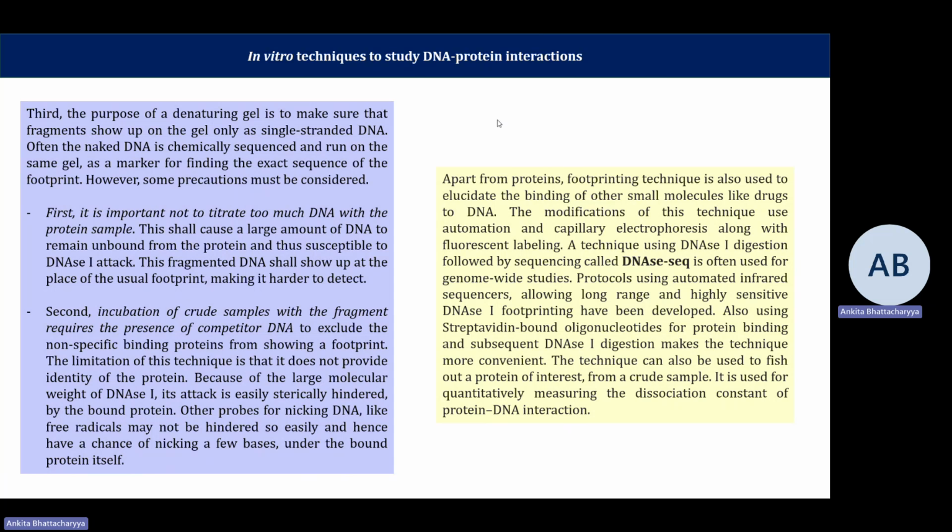Second, the incubation of your crude sample requires competitor DNA also. Why? So that any proteins which bind non-specifically do not end up showing up as a footprint. And the limitation of this technique is that it does not provide the protein's identity.